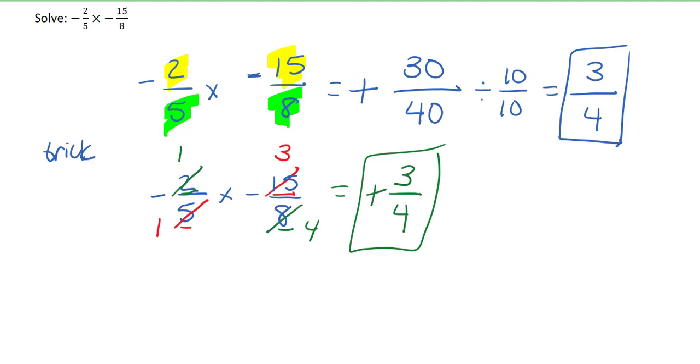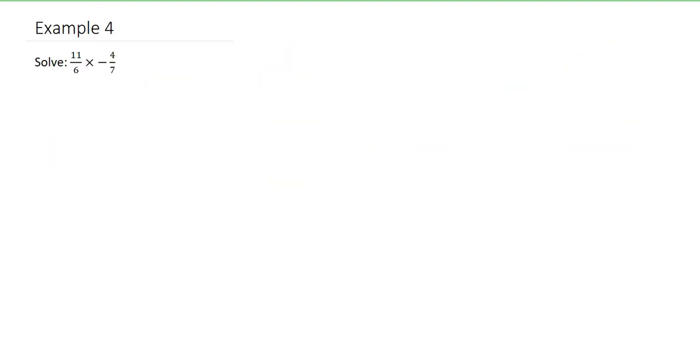Now let's look at another example. We have 11 over 6 times negative 4 over 7. Let's rewrite that. The first thing we notice is we have only one negative sign, so our answer is going to be negative. Let's write that so we don't leave it out. Now we're going to use our trick. The 11 and the 7 don't have any common factors, so we can't divide out any common factors between those.